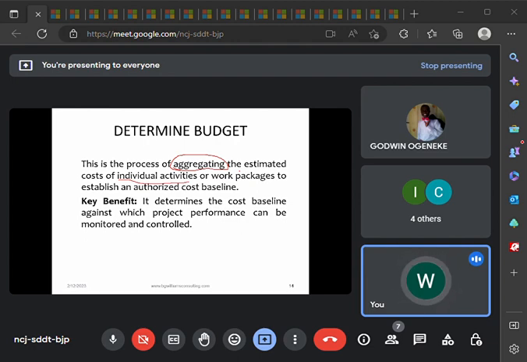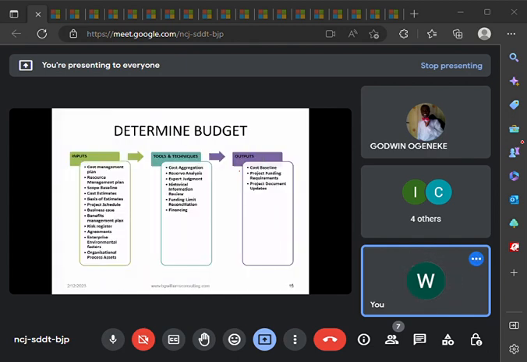All right. So at this point of determining budget, you are coming up with the approved baseline for your project. So take note of that. That is what we mean by determine budget. So determine budget is to aggregate, sum up all the costs. You can see this grammar. That is the technique. Sum up all the costs of all the estimations you have made for the individual activities together. It forms your determined budget.